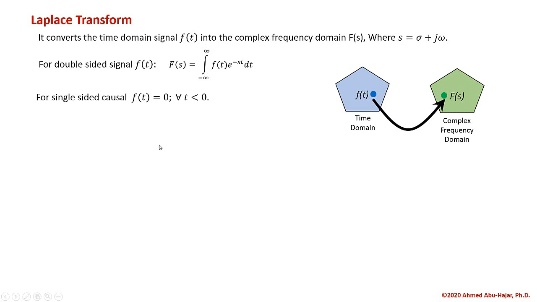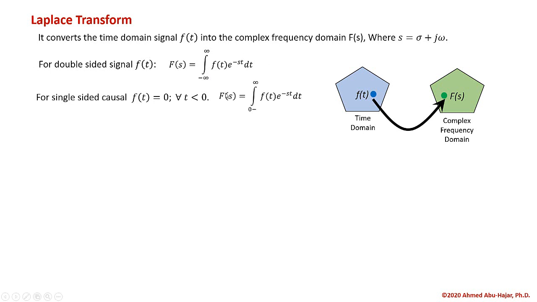Now, for all practical purposes, many signals are going to be 0 for t less than 0. And this is useful. So, for example, you're gonna turn on the switch for a circuit. If you turn on the switch for a circuit, we know that before turning on the switch it was 0. So if the signal is 0 for all values of t less than 0, we call that a single-sided or causal signal. So if it is a causal signal, the transformation itself is going to be single-sided.